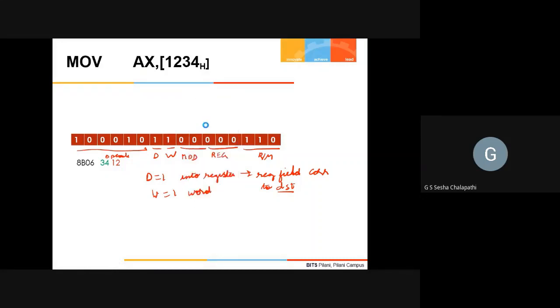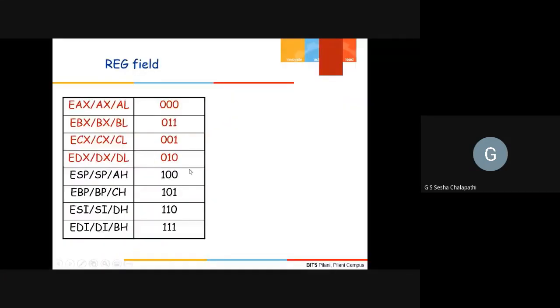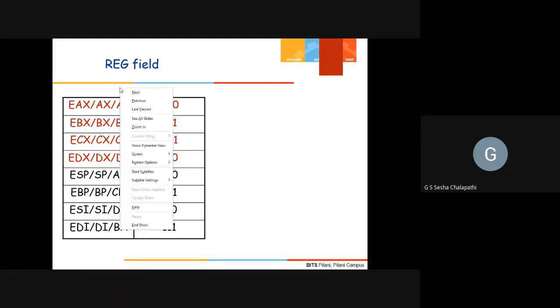So I go back to this particular slide. See here, AX is 000. Whenever the reg field is 000 and the W bit is 1, it will surely not be AL. It can be either AX or EAX. Now, how do you know whether it is EAX or AX? It depends on the processor that you are using.